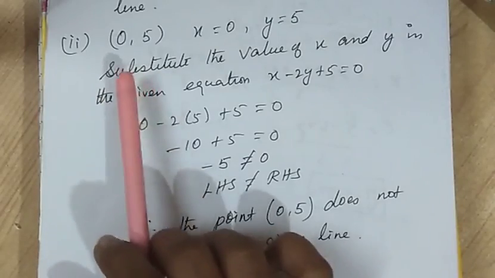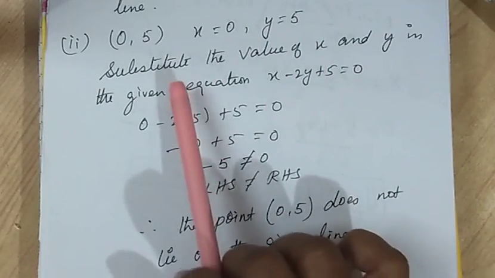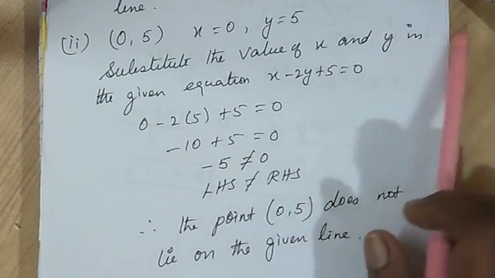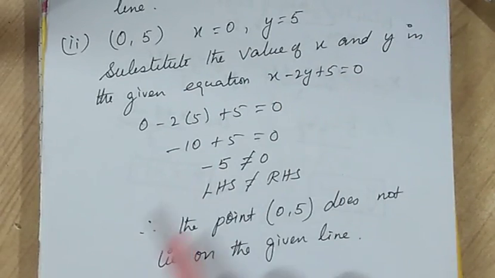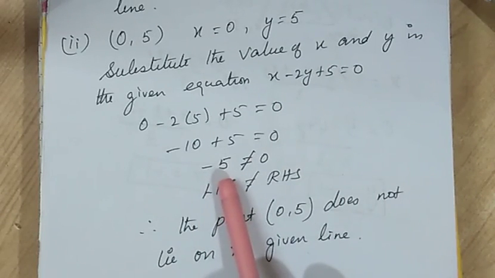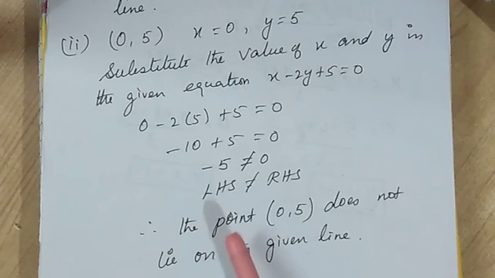Now see the second point, (0, 5). x is equal to 0 and y is equal to 5. Substitute the value of x and y in the given equation x minus 2y plus 5 is equal to 0. Solve it. Minus 5 is not equal to 0. Left hand side, minus 5 you will get, and right hand side 0. Now left hand side is not equal to right hand side. Therefore, the point (0, 5) does not lie on the given line x minus 2y plus 5 is equal to 0.